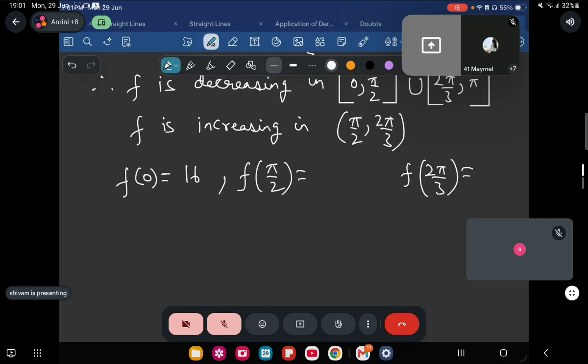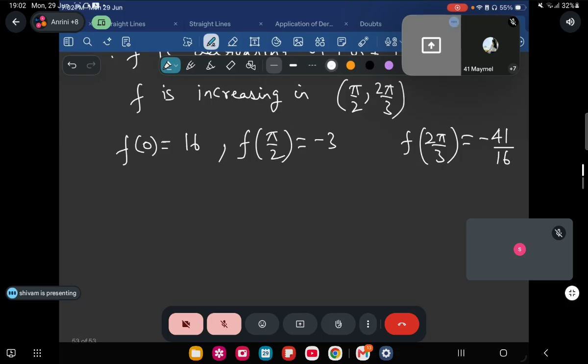Sir, minus 41 by 16. Sir, you said for me f of pi by 2. Tell me, f of 2 pi by 3, how much did you get? Sir, minus 41 by 16. Okay, and f of pi by 2 is minus 3.